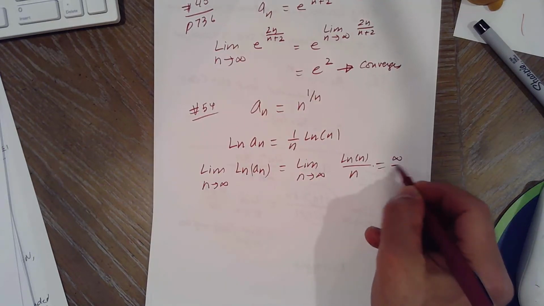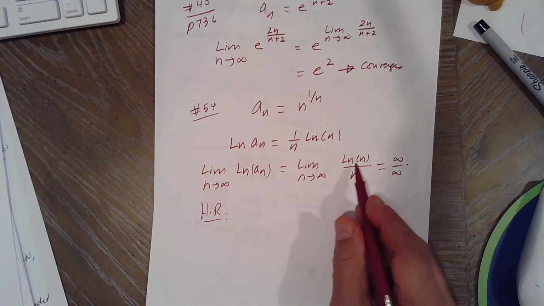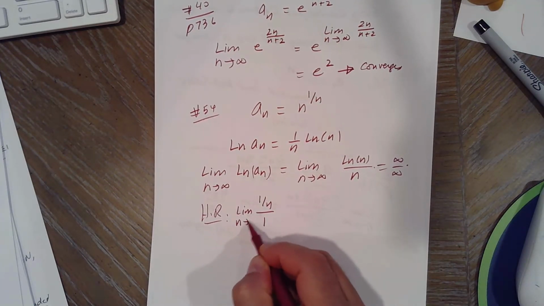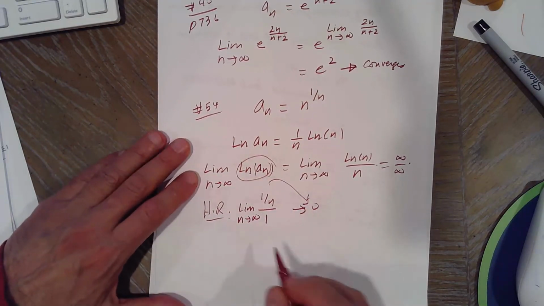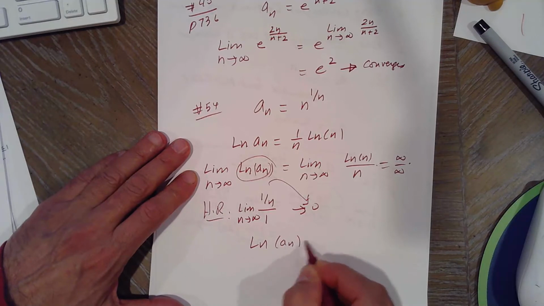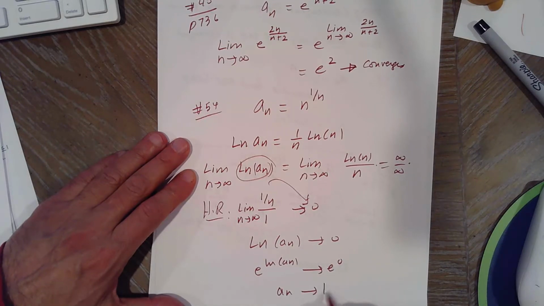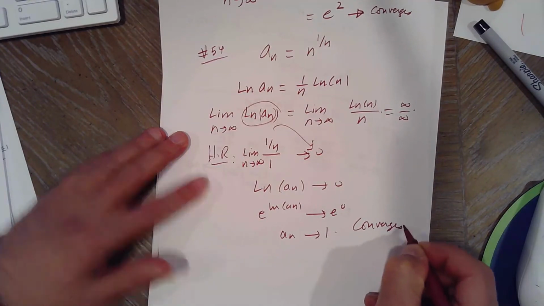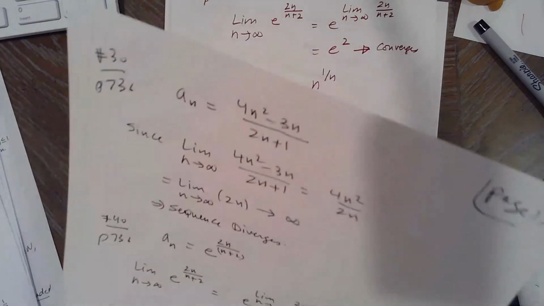So you get infinity over infinity, so we do L'Hopital's rule. Derivative of ln of n is 1 over n, denominator derivative is 1. Limit as n goes to infinity, this goes to 0. So ln of a_n goes to 0. That means we do e to the 0, so a_n goes to 1. So it converges to 1. Okay, it converges to 1. All right.